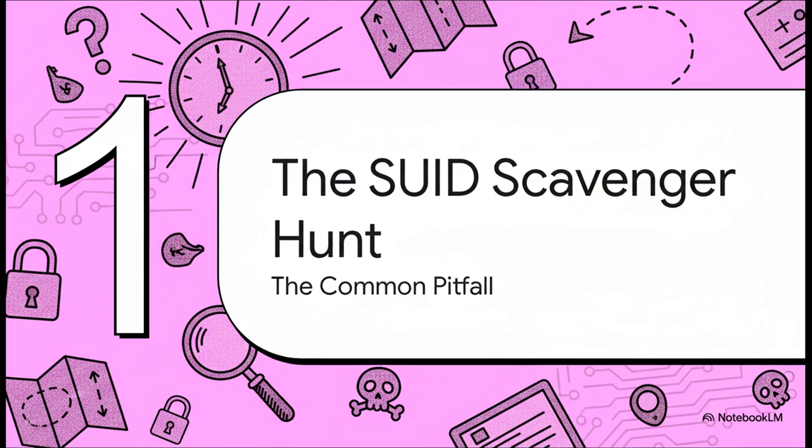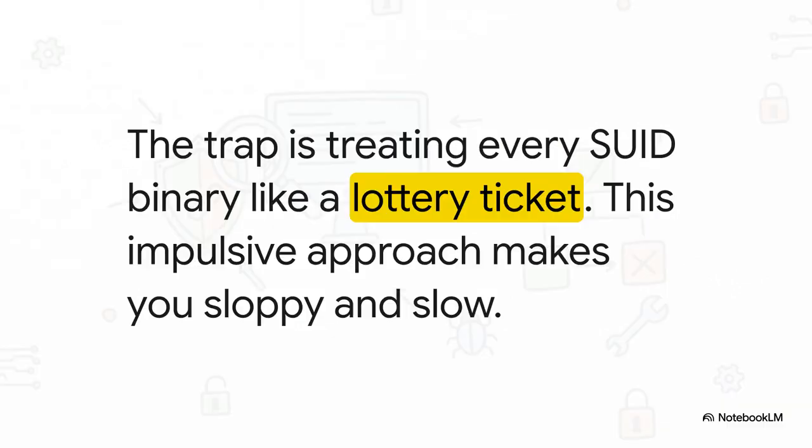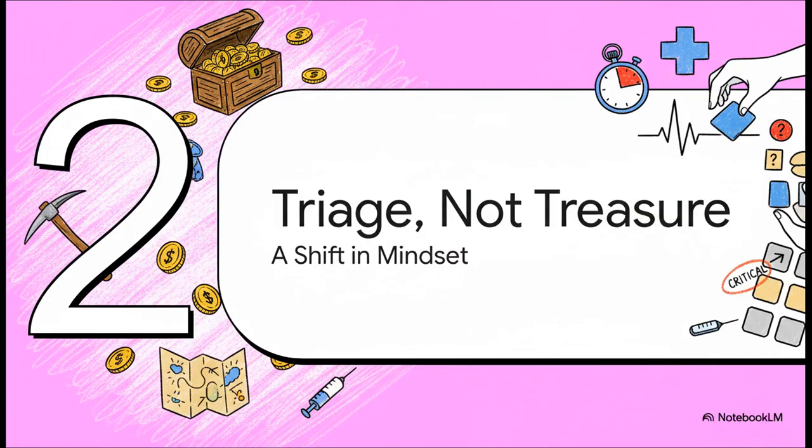The author of our source material calls it the SUID scavenger hunt, and it's a perfect name for it. This is the mindset that trips us up, especially when we're under pressure. So what's the trap? It's treating every single SUID binary like it's a winning lottery ticket. You see something with a weird name and your heart starts racing. You immediately jump on it, try some cool exploit you saw on a blog, and nothing. You just blew 15, 20 minutes on a dead end. It's impulsive, it's messy, and it almost always makes you miss the simple, kind of boring path to root that was staring you right in the face.